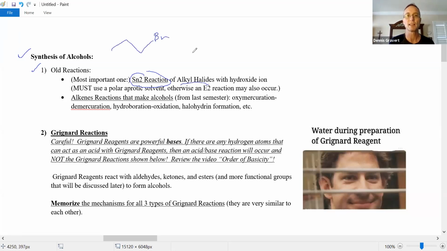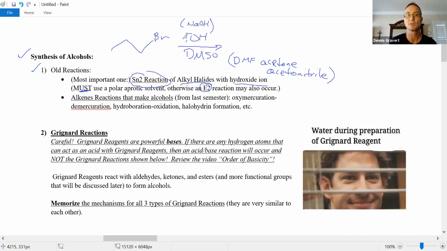So here's an alkyl halide with hydroxide ion, maybe sodium hydroxide, maybe potassium hydroxide. You must use a polar aprotic solvent because we have a strong base. And a strong base with a primary or secondary halide can do an E2 reaction, and to help limit that from happening, let's add a polar aprotic solvent. DMSO, DMF, acetone, or acetonitrile are good choices.